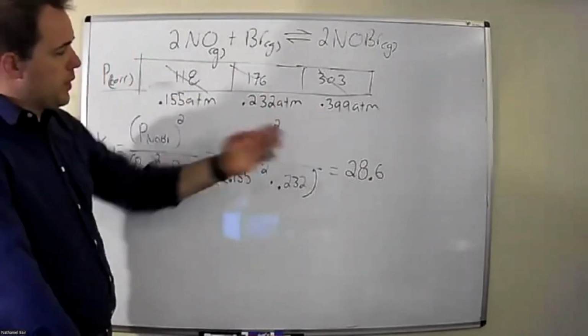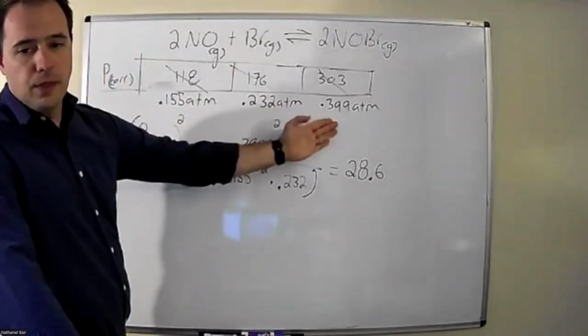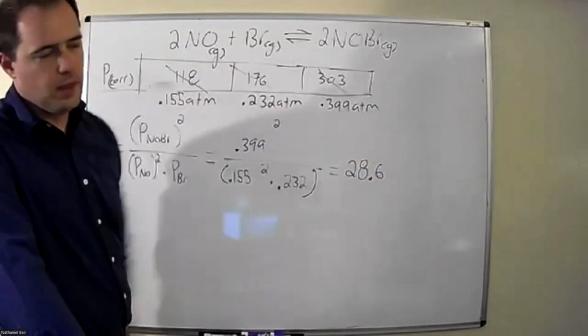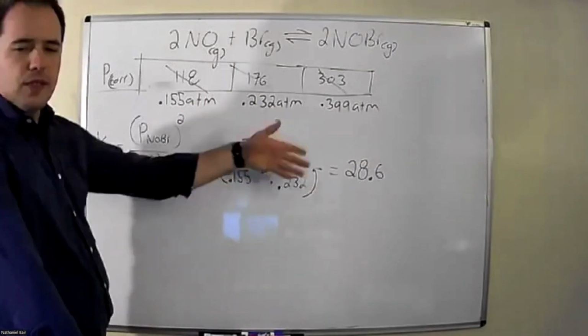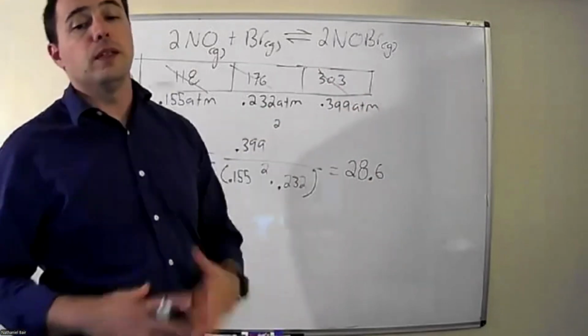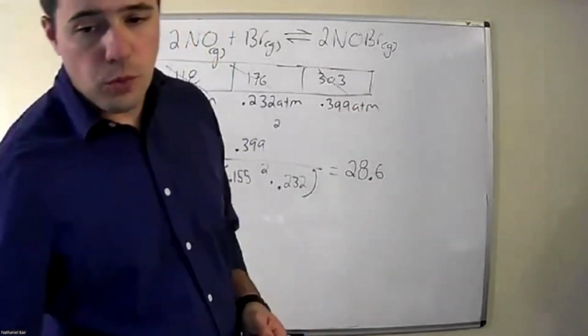And if you look, it's true. Look at these equilibrium partial pressures. There's a significant amount. They're all comparable amounts, whether they're reactants or products. So that value makes sense when we look at the data. Cool.